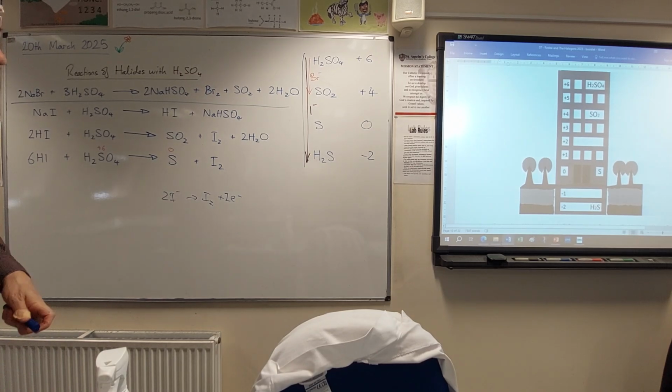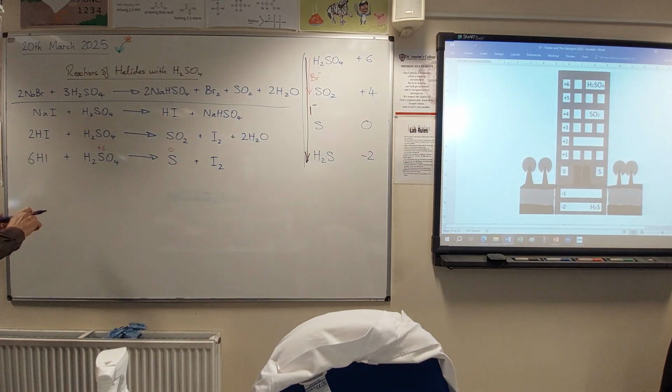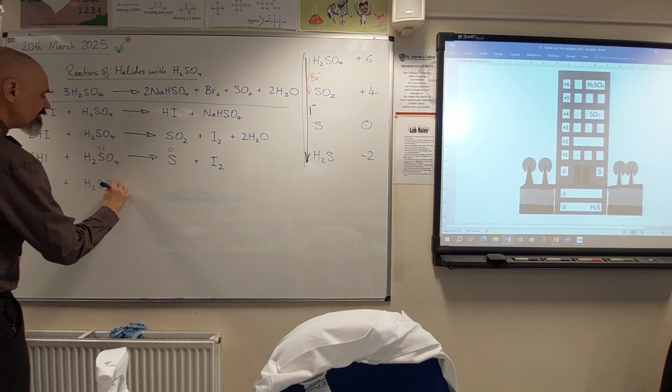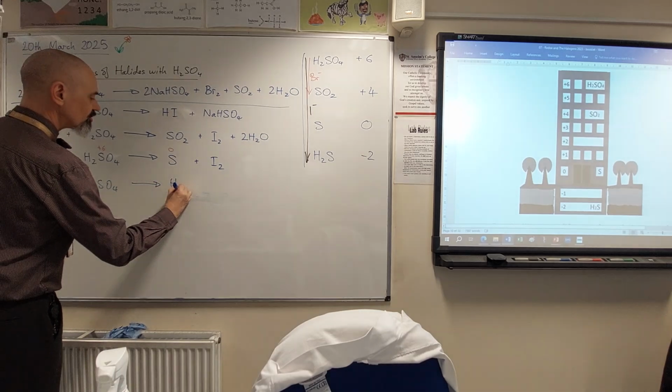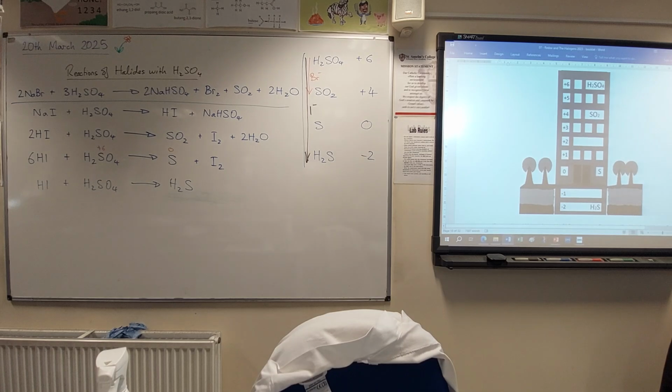Can I leave you to finish that one and have a go at a similar one, which is HI reacting with H2SO4, but this time to make H2S. Could you balance that equation as well? Thank you. And see if you can use the shortcut to do it.